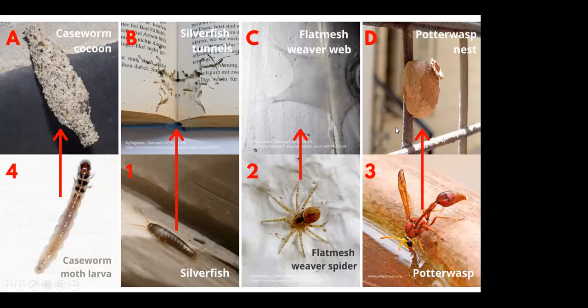And the last pairing, which is D and 3, is a very interesting nest made by an animal called a potter wasp. Now, the female potter wasp builds a nest. She goes and finds little pieces of mud in her surroundings, and she carries them, and then she makes this very interesting structure, as you can see, with a little hole on the top.